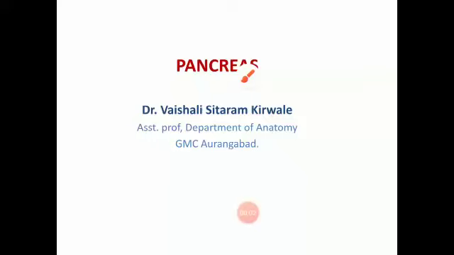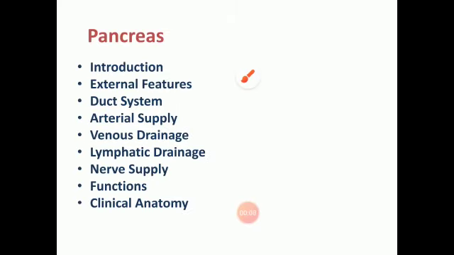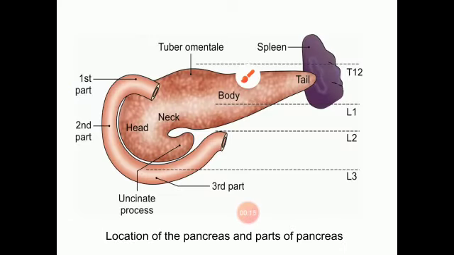Hello students, today we will study one of the most important abdominal organs, that is the pancreas. So these are the headings under which we will deal with each and every detail of the pancreas. The pancreas is a gland that is partly endocrine and partly exocrine. The exocrine part secretes the digestive pancreatic juices, whereas the endocrine part secretes the hormones.